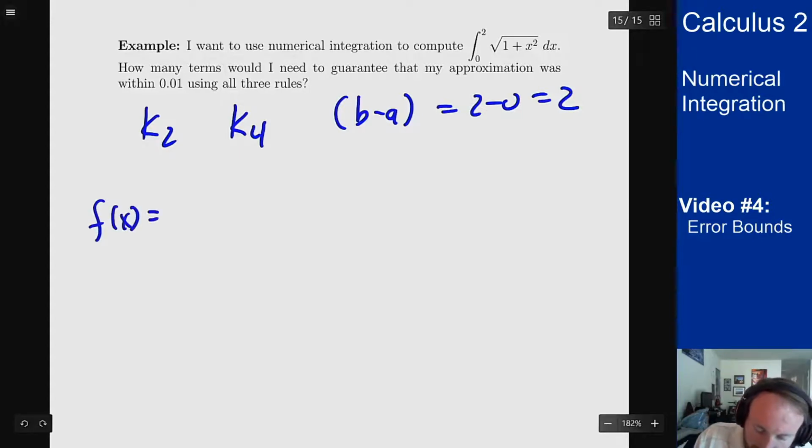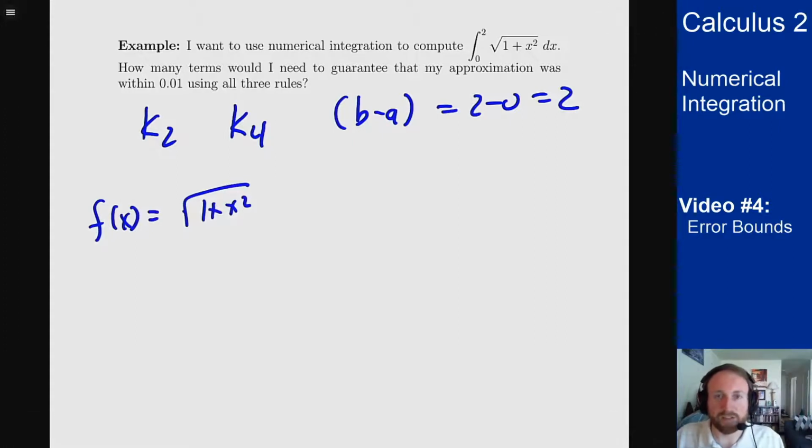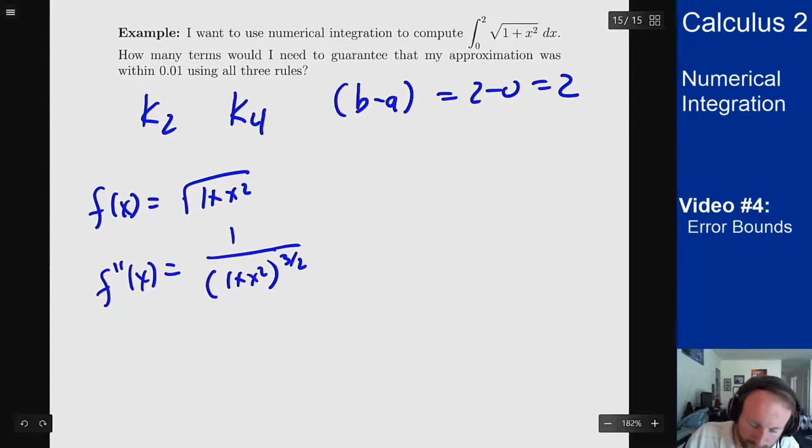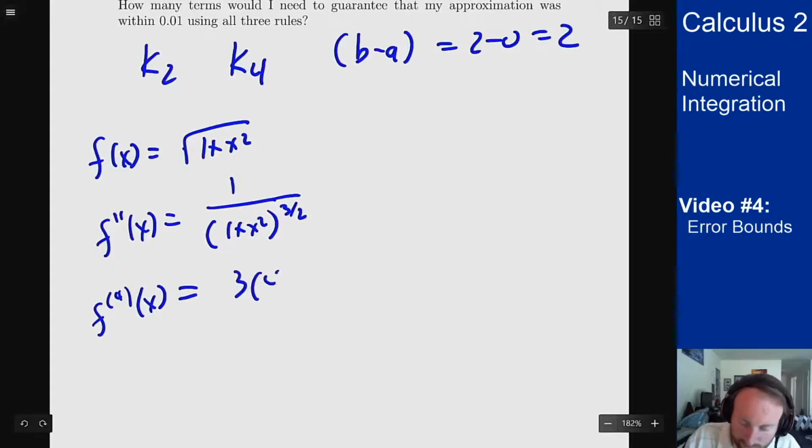So my f here is root 1 plus x squared. And if I take derivatives, you'll see the following. We'll see that the second derivative is 1 over 1 plus x squared to the 3 halves. And the fourth derivative is 3 times 4x squared minus 1 over 1 plus x squared to the 7 halves.